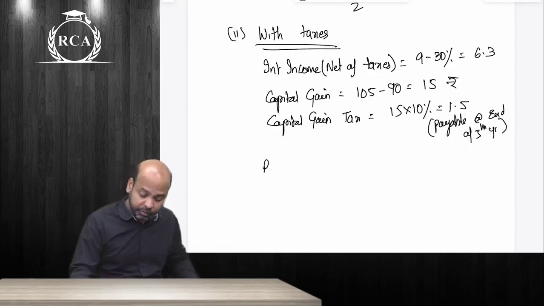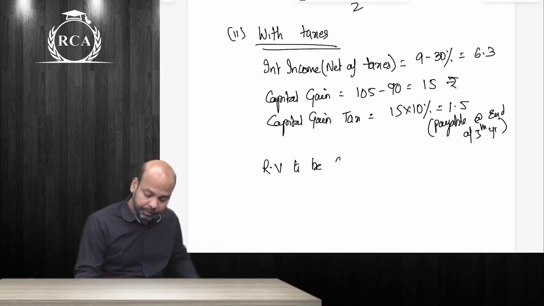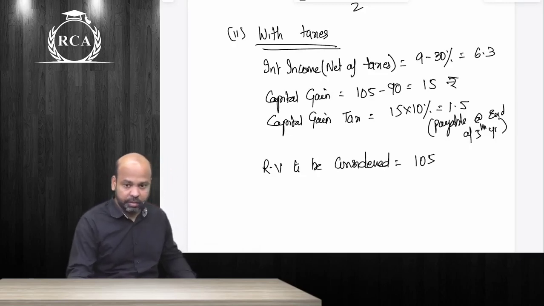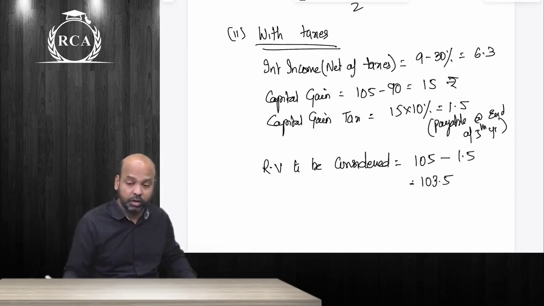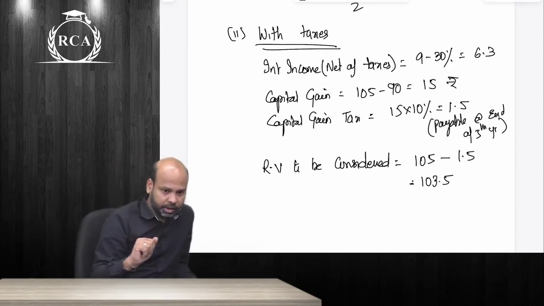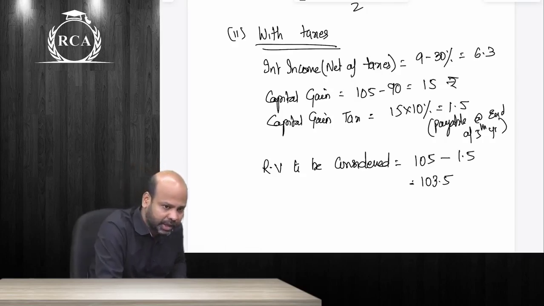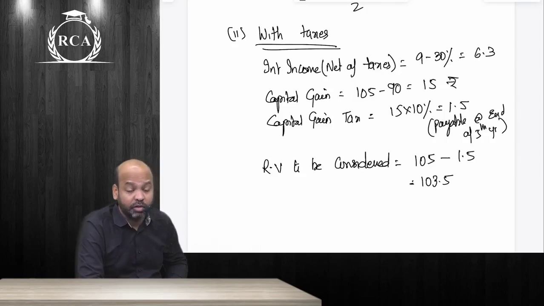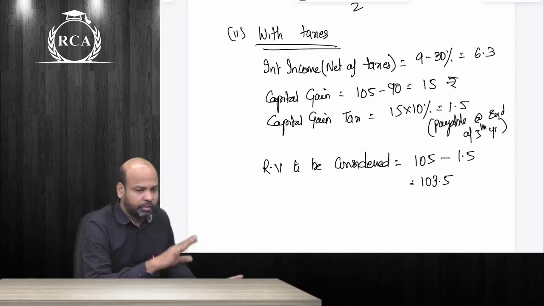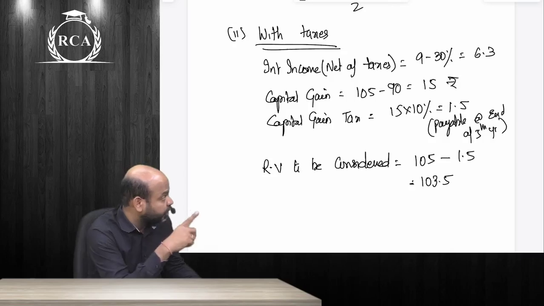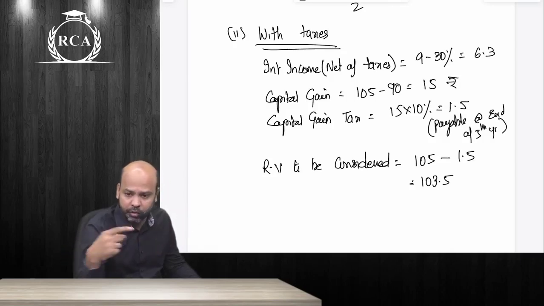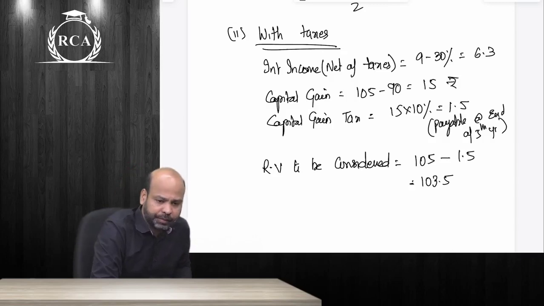Therefore, guys, redemption value to be considered will be, how much will you receive, guys, from the company? 105. From that, you will have to deduct a tax of 1.5. You will directly take a redemption value of 103.5. You're getting 105 from the company, guys, but you will have to immediately shell out 1.5 rupees in the form of capital gain tax. So the net amount that you're going to receive is only 103.5. Formulas are same. Instead of interest income, you will now take 6.3 rupees. Instead of redemption value 105, you will now take 103.5.